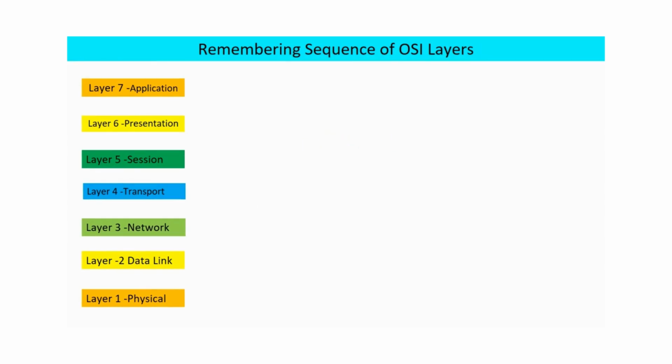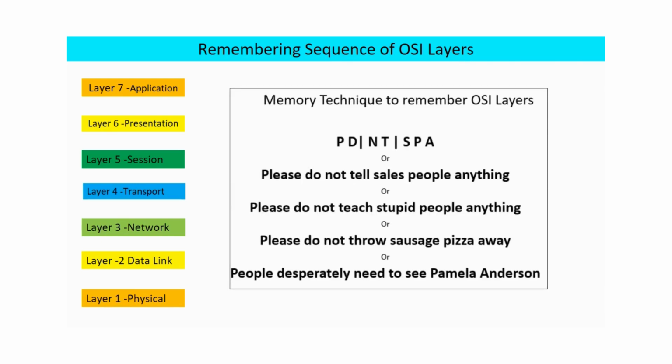Let us now try to remember the sequence of each of these 7 layers. This is not only important from the CEH exam perspective, but this will help you in all kinds of certification, may it be a networking related certificate, security related certificate, or any computer related certificate. So I kindly request you to remember this sequence. And how to do that? You may like to remember any of the following phrases.